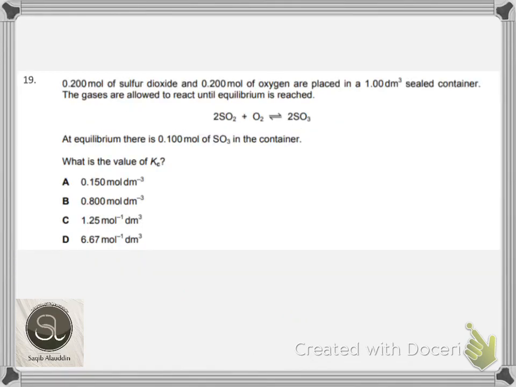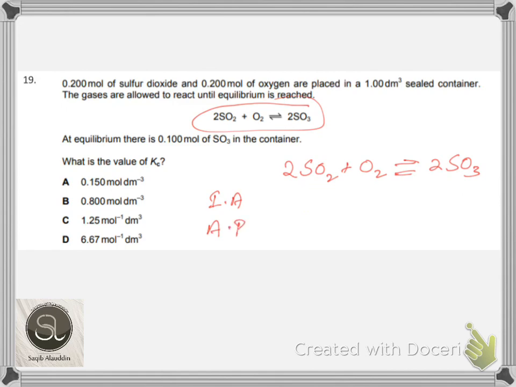Question number 20. This one is for the contact process. This reaction is actually the third stage of the contact process. Anyways, 0.2 mole of sulfur dioxide and 0.2 mole of oxygen are placed in a 1 dm cube container. The gases are allowed to reach equilibrium. I'll do the same stuff I've been doing. By now, you should know that if you have to calculate Kc, you use initial amount, amount produced, amount reacted, and equilibrium amount. I'm more interested in the equilibrium amount, so I'm quickly doing this.